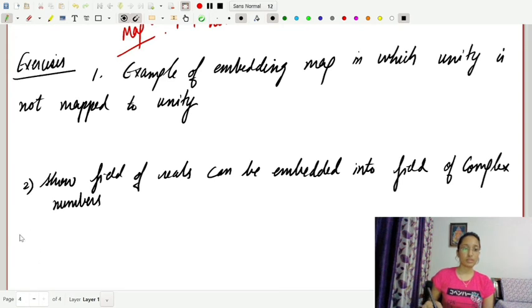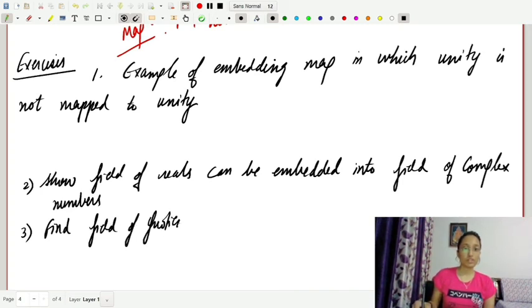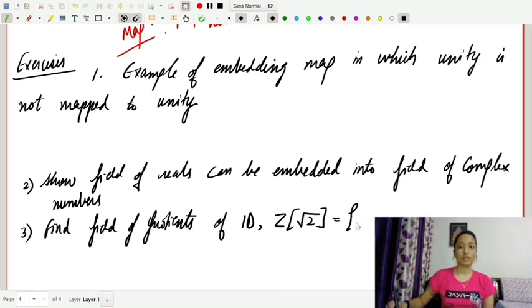Third question, find the field of quotients of an integral domain Z under root 2. Its elements are a plus b under root 2, where a and b belong to integers.